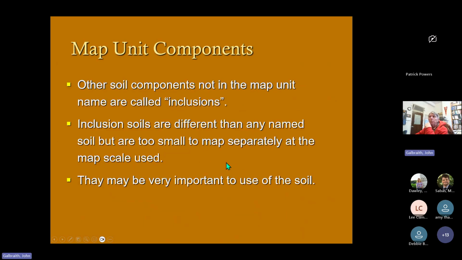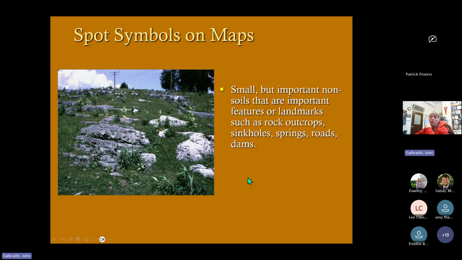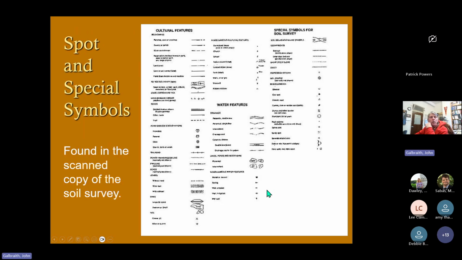Okay, there are other map unit components that are called inclusions. So if I had 40% of one soil and 35% of the other, that means there's 25% of the area that has to be other soils. And so those soils are named in the soil survey. They may be important, especially if they're things like rock outcrop or sinkholes. And this is a list of the symbols that are used to indicate different things on soil maps, and it's standardized all over the United States.